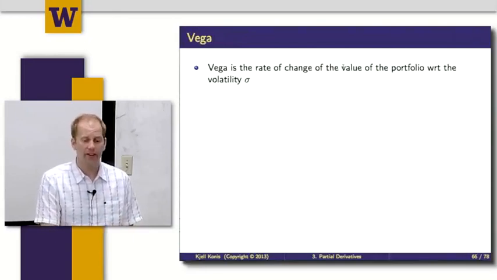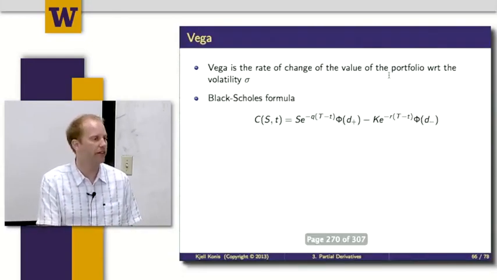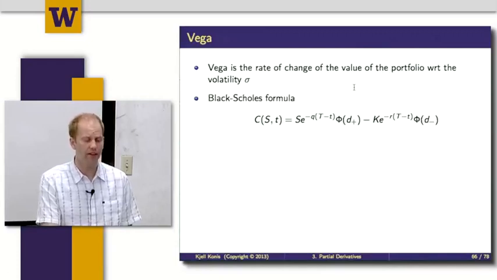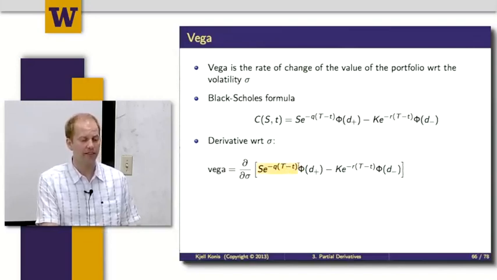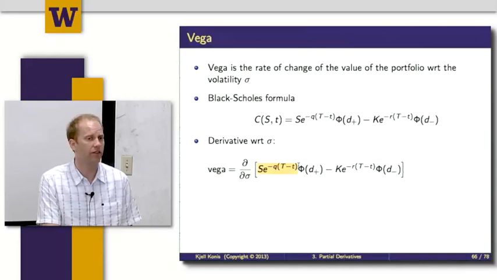Vega is the rate of change of the value of the portfolio with respect to the volatility sigma. So now I just need to take partial derivatives with respect to sigma. So again, we're going to start off with the Black-Scholes formula for the price of a European call option. And I want to take the derivative with respect to sigma. So that's my definition of Vega. And so this one looks like it should be fairly straightforward, since here, S, e to the minus q, T minus t, there's no sigma there. And the same for the right-hand term, I have K, r, T minus t.